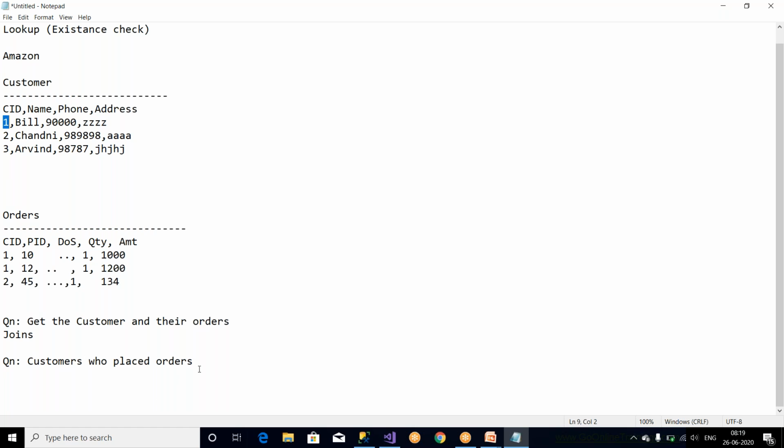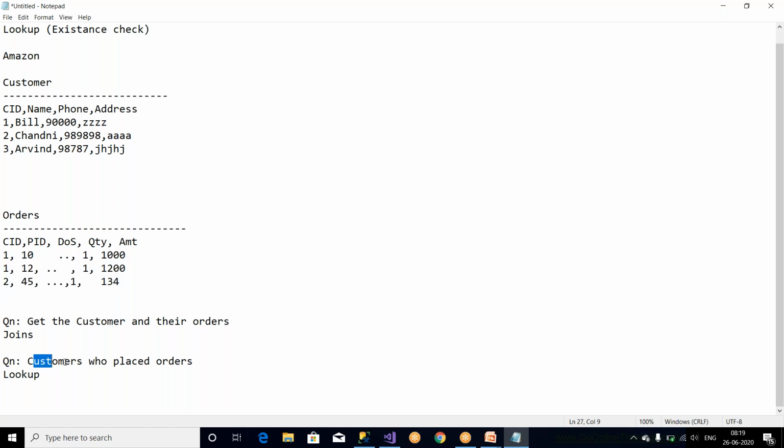But without using joins, you can use lookup, or you can use an existence check. Only I wanted to know: get one and check, do we have one in this or not? Whether you have it one time or 1,000 times, multiple times, doesn't matter. Whether one exists or not. So one exists here, that means this guy has done the transaction, right? So he placed the order. Second, you take this and do an existence check. Do we have it? Yes. So it is going to give you that even Chandni has placed an order. Then you take the 3 and check: do we have 3 here? No, 3 is not available. It is unmatched data.